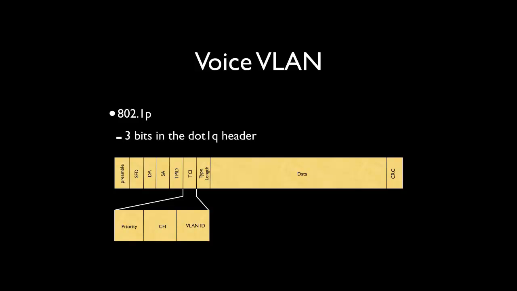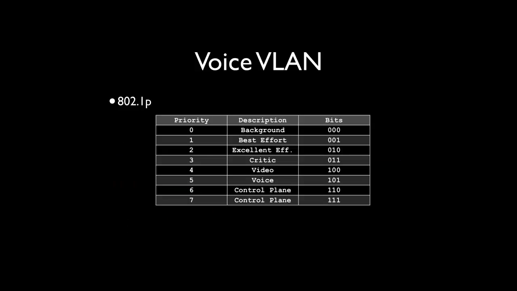In the .1q frame, the tag shims into the header: the TCI, or tag control information. The first field of the tag control information is the priority field, which is 3 bits long, allowing for 8 possible priority levels. Here are those priority levels now. What we're most concerned with is priority level 5, associated with voice communications.